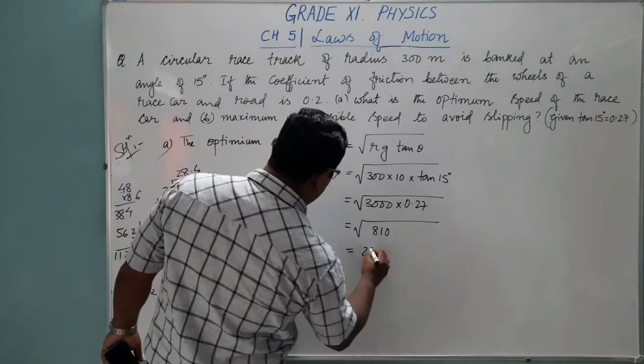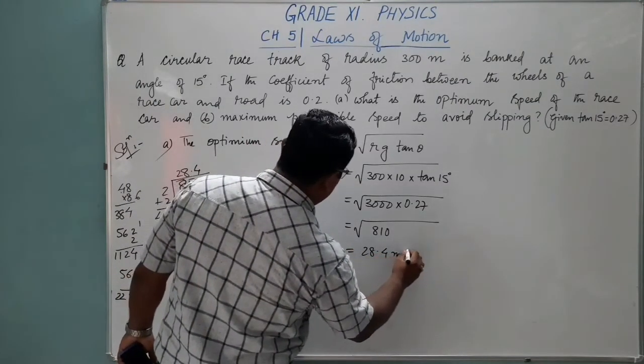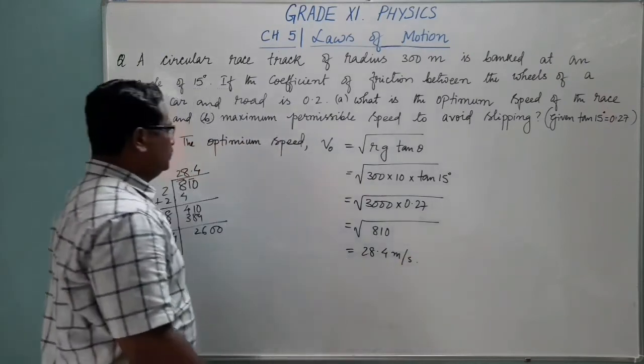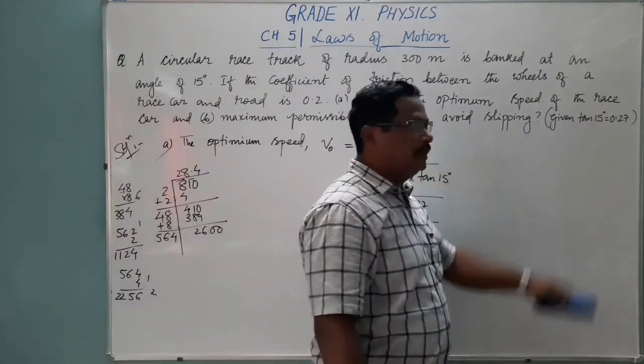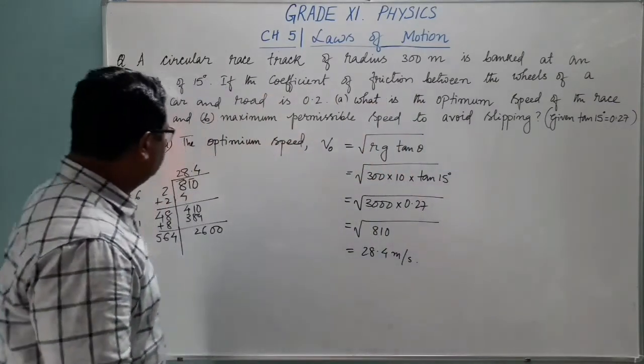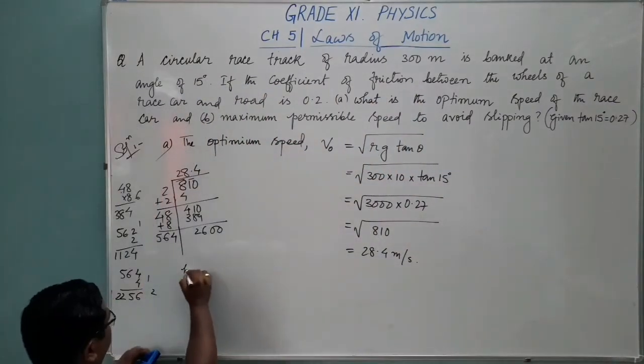So 28.4 meter per second, the SI unit, you write down. And then the second one, maximum permissible speed to avoid slipping. Maximum permissible speed, the second one.